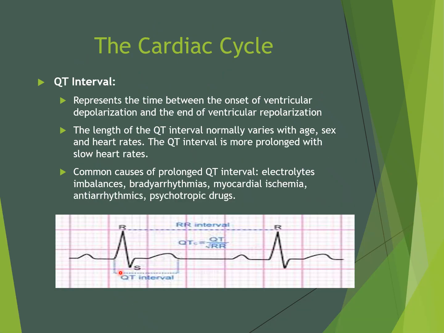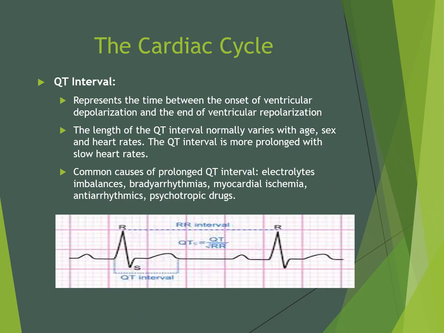The QT interval represents the time between the onset of ventricular depolarization and the end of ventricular repolarization. The length of the QT interval normally varies with age, sex, and heart rates, and the QT interval is more prolonged with slow heart rates. There is a formula to calculate the corrected QT, or the QTc, which involves the QT interval and the heart rate. Common causes of prolonged QT interval are electrolyte imbalances, bradyarrhythmias, myocardial ischemia, antiarrhythmics, or psychotropic drugs.